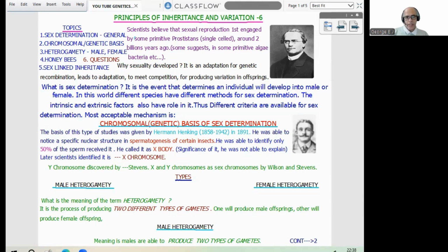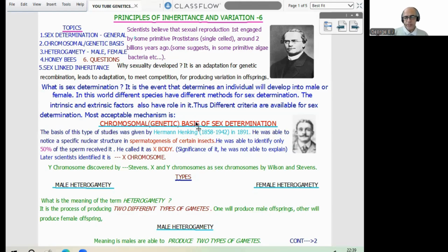In this world, different species have different methods for sex determination. Intrinsic and extrinsic factors also have a role in it. Thus, we can find different criteria available for sex determination. The most acceptable mechanism is the chromosomal or genetic basis of sex determination.